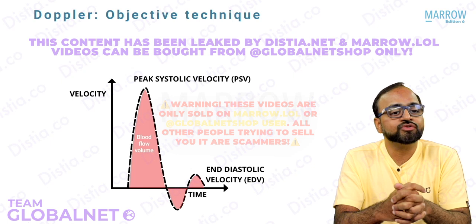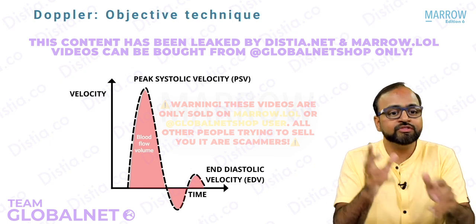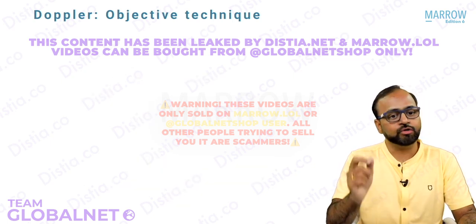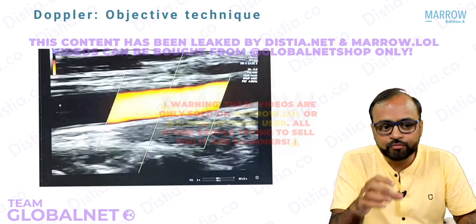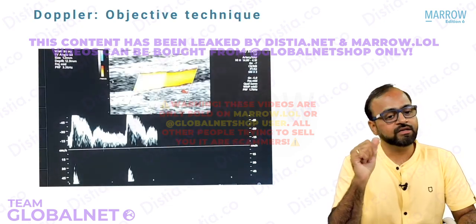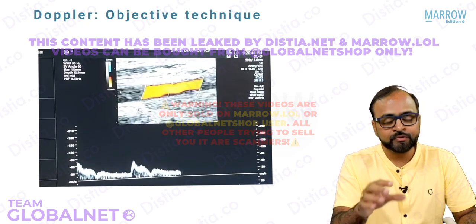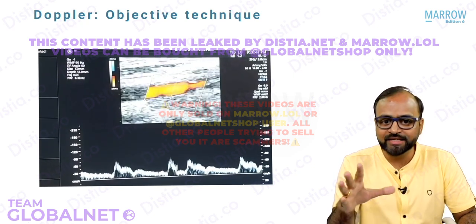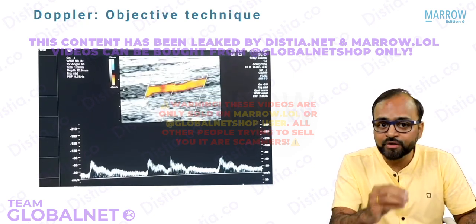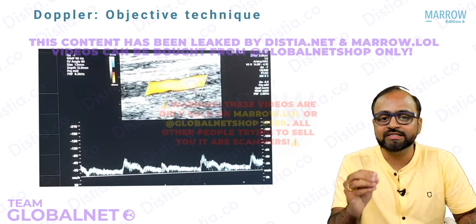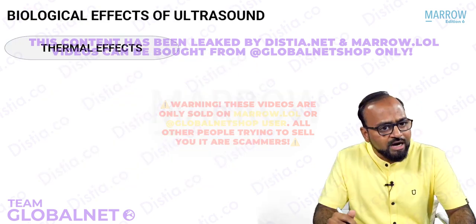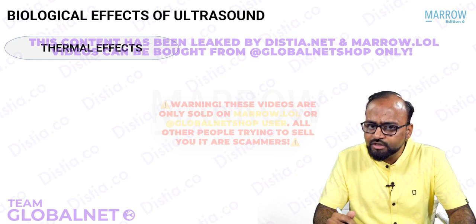Yes. So therefore, this is called the objective method of Doppler. This is what is called spectral Doppler. So this is a blood vessel with blood flow within it, and that is how the spectral Doppler tracing is obtained. These are the Doppler applications: color Doppler, power Doppler, and the objective method, that is spectral Doppler. Now, does ultrasound have any effects on the body?